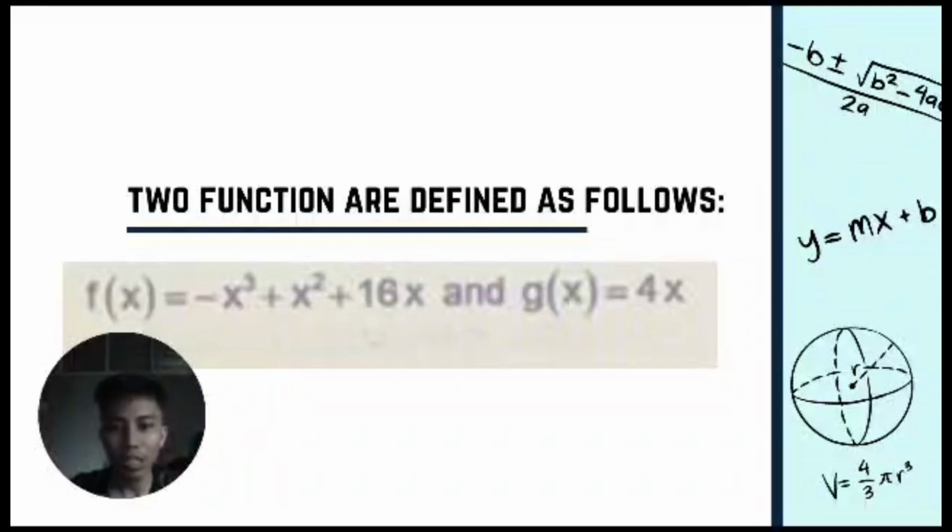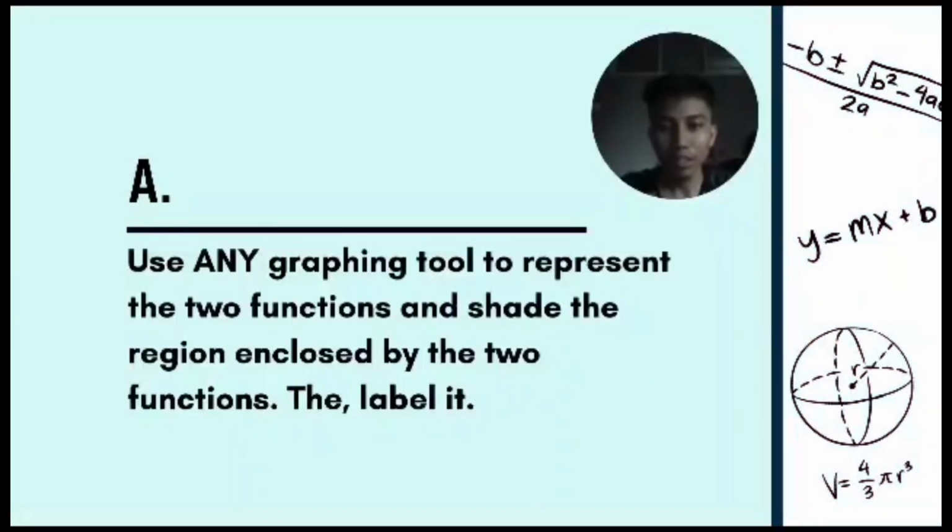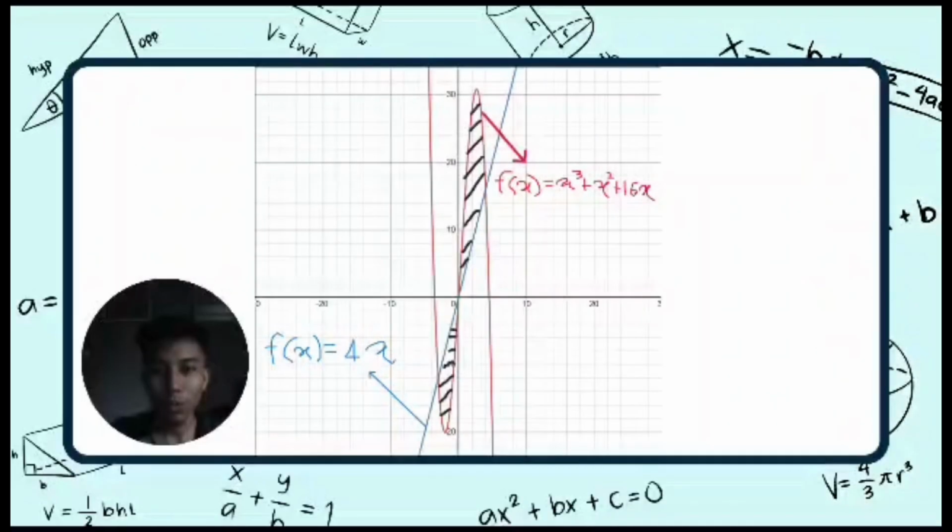Application of integration. There are two functions defined as follows: f(x) equals negative x to the power of 3 plus x to the power of 2 plus 16x, and g(x) equals 4x. Question A: use any graphic tool to represent the two functions and shade the region enclosed by the two functions, then label it.